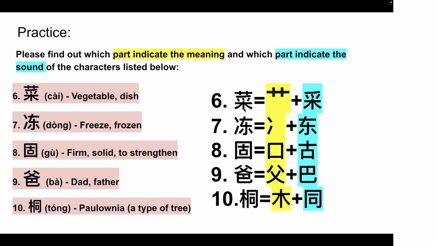This character pronounced as 菜, so it's grass radical with the character 菜. This is a two-dot water radical with 东, so this character pronounced as 动. This is the square, the mouth radical with a 骨, so this character pronounced as 顾. This indicates the meaning, something to do with your father, your dad. And this one indicates the sound. 八, so this character pronounced as 霸. Tree radical, something to do with a tree. And this part indicates the sound 同, so this character is still pronounced as 同.